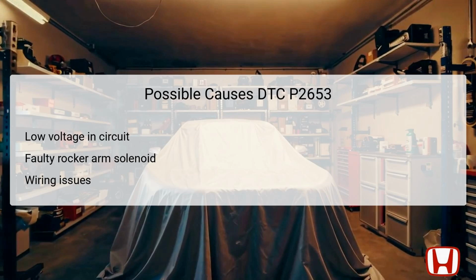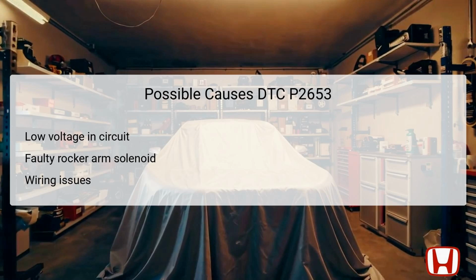Several potential causes may trigger DTC P2653, primarily revolving around the rocker arm oil control solenoid circuit. The most immediate issue could be a low voltage condition within the circuit, which can stem from electrical failures or poor connections. Another critical factor is the possibility of a faulty rocker arm solenoid itself, which might not be able to actuate effectively under normal conditions.